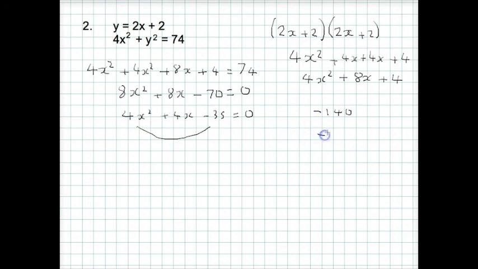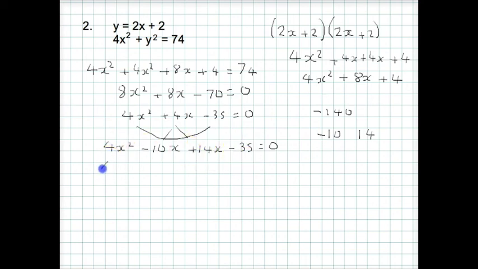Well, that's going to be minus 10 and 14. Minus 10 times 14 gives us a negative, and minus 10 add 14 gives us 4. We're now going to split the middle term into these two numbers. So we get 4x squared, we need to have the negative 10 first, plus 14x minus 35 equals 0. So I'll put the 10 there because it factorizes better with the 4. They're both even numbers, and the 14 here will factorize with the 35 because 7 goes into both of them.